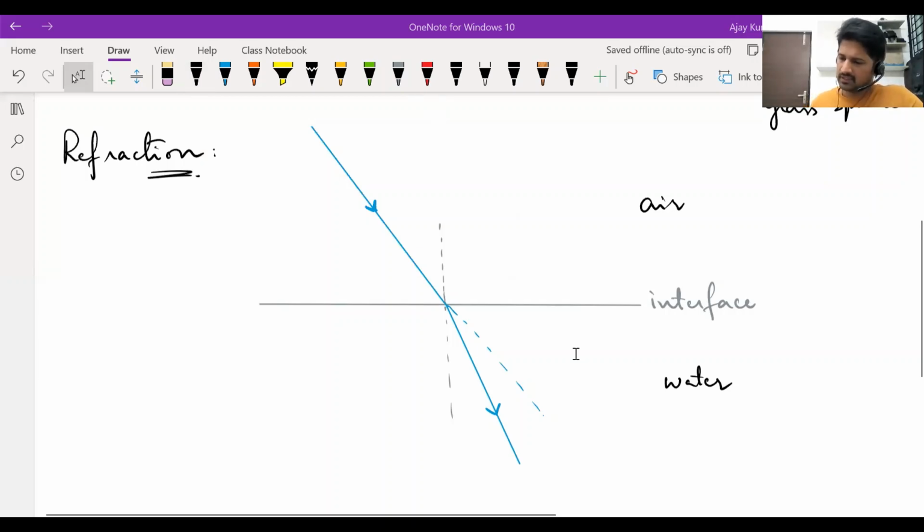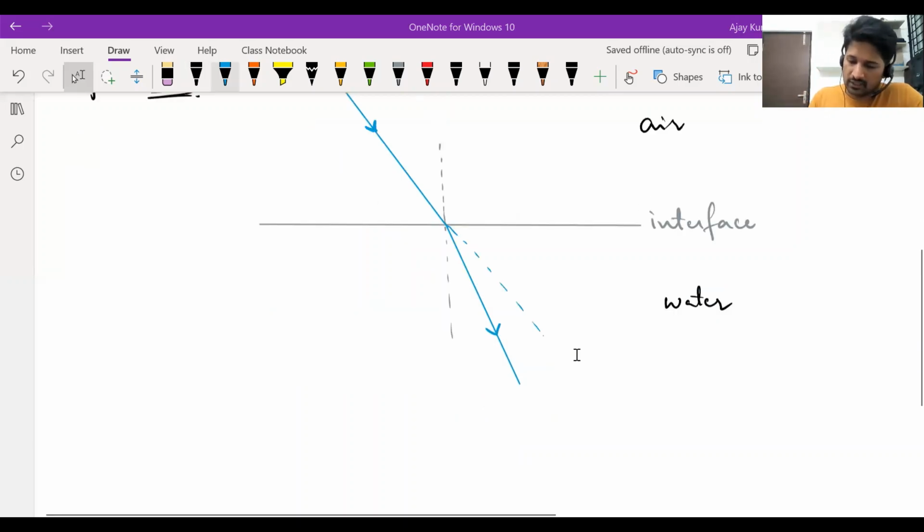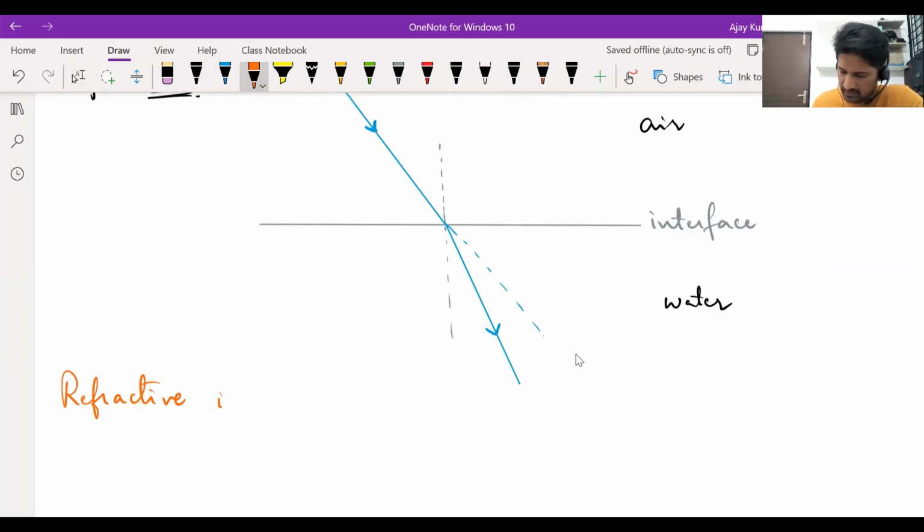So, yeah, how much the light bends when it travels from one medium to another depends on the difference between the two media. And what kind of difference are we talking about? We are talking about the difference between their refractive indices. So for any medium which allows light to pass through it, we can define something called a refractive index, denoted by the symbol mu.